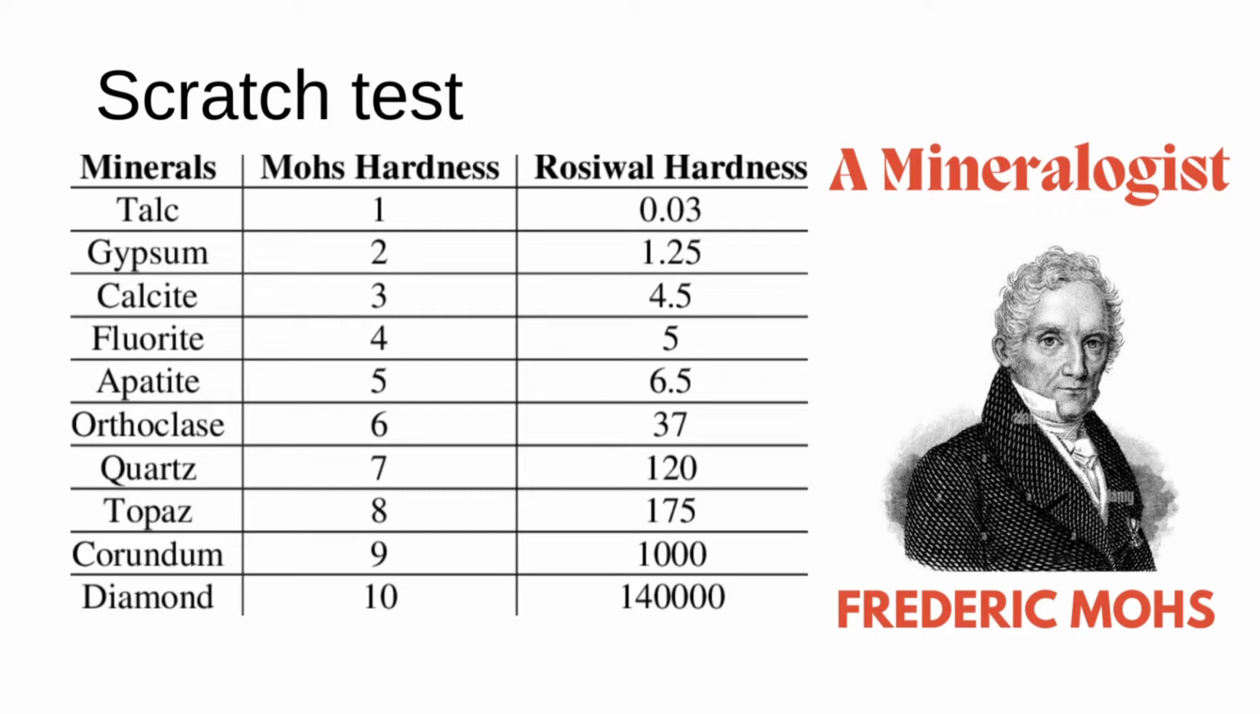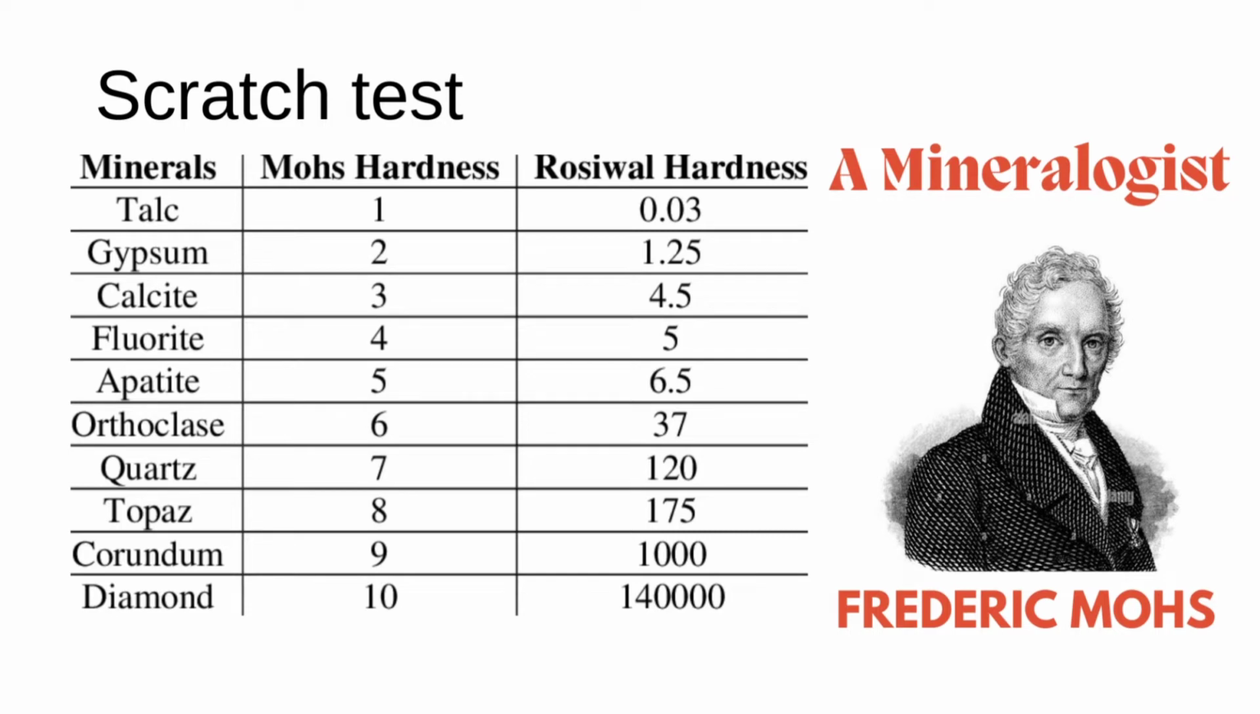But one of the oldest tests you must know is called the scratch test. It was invented by Frederick Mohs. Okay, you should know this. How does it work? It groups all the minerals into 10, from the softest to the hardest. The softest is talc, followed by gypsum. So gypsum is harder than talc. That means gypsum can scratch talc, but talc cannot scratch gypsum.